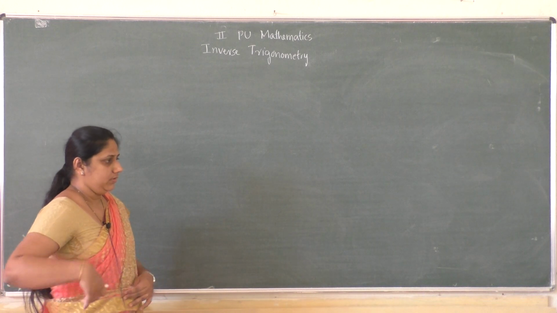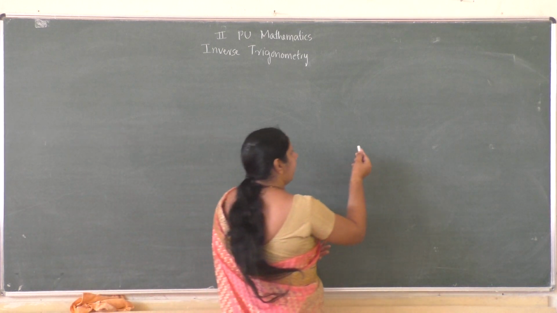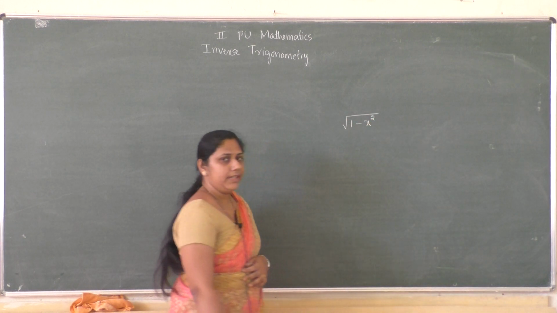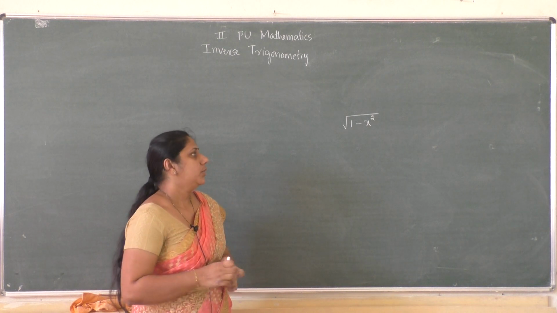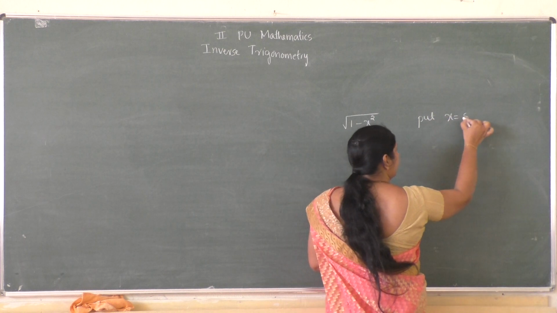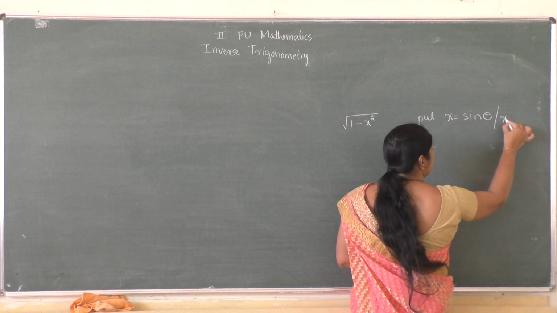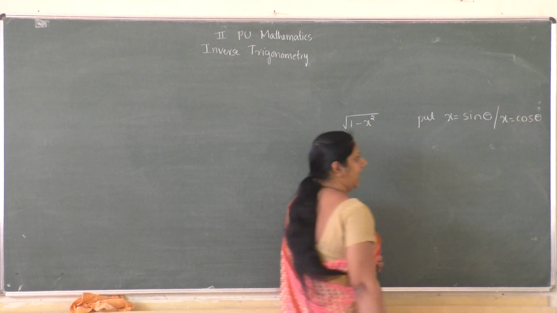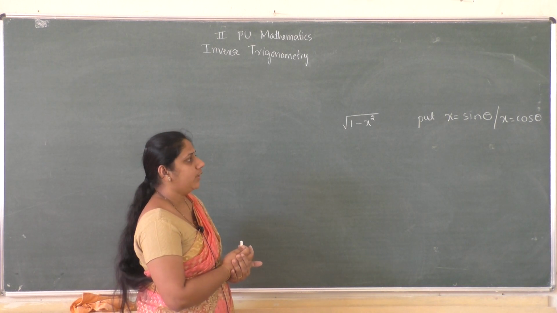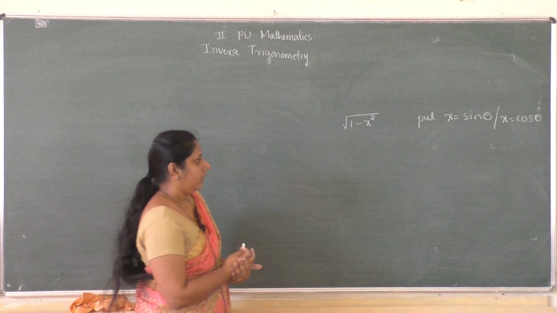Before going to the next question, if in a question like simplify the following, we have the term root 1 minus x square, we have to put either x equal to sin theta or x equal to cos theta. Why? Because we have trigonometric identities.